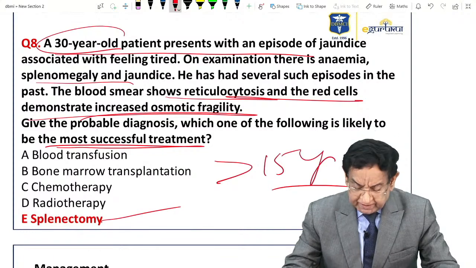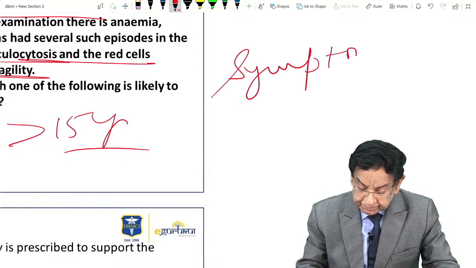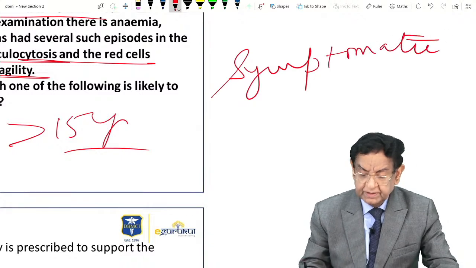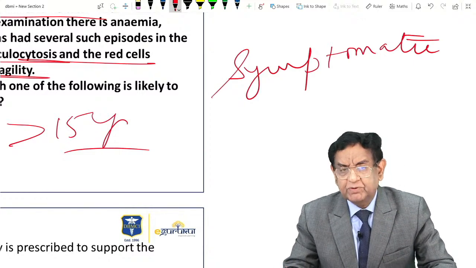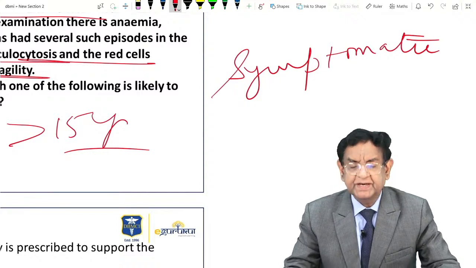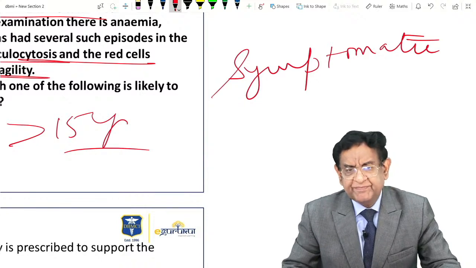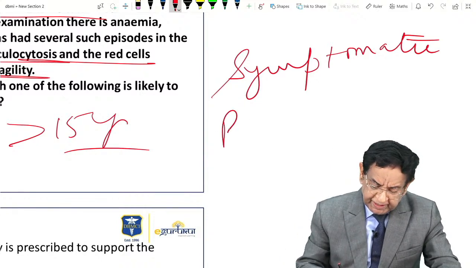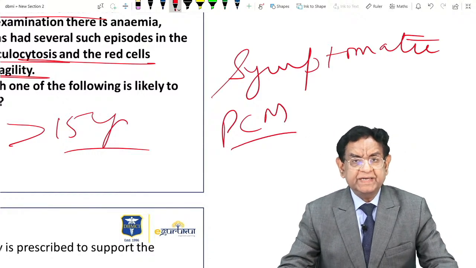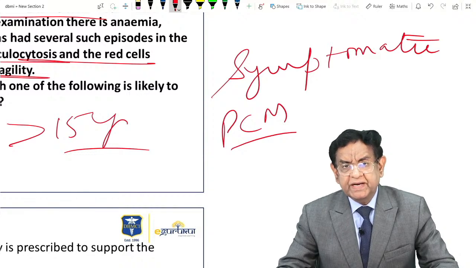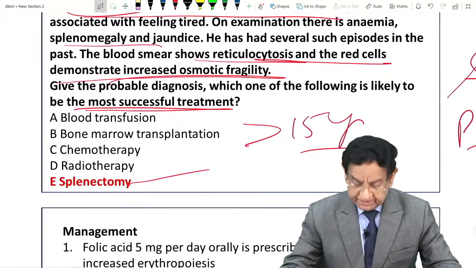Once we do the splenectomy, the patient will have symptomatic relief. But the disease will not be cured. The disease will remain, but symptomatic improvement will be there. For example, there is a patient of typhoid with very high grade fever. You give him paracetamol, his fever will come down, but it will not cure that disease. So symptomatic relief will occur with PCM, but the disease will not get cured.